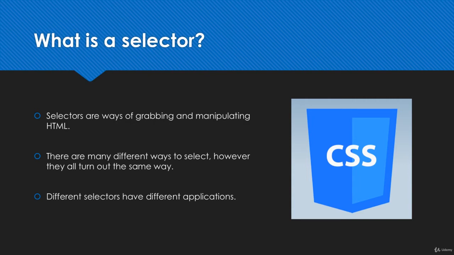So a selector is pretty much a way of grabbing an element from an HTML document and then styling it. So it's kind of like a target in a way. There are many different types of selectors, and they all work in different ways and are used for different purposes. So I'm going to be going through three with you in this video.